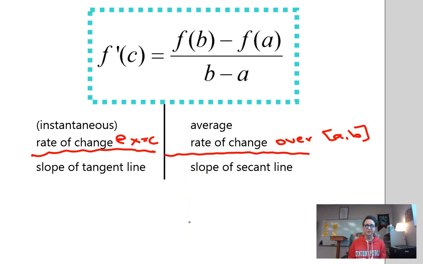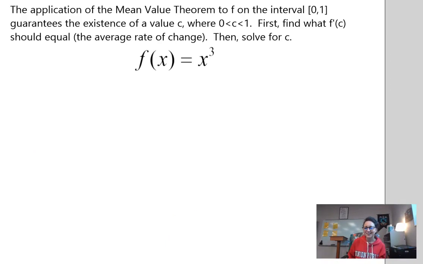All right, so go ahead and pause the screen. Make sure you've got everything on the screen copied. All right, can you go ahead and just in your notes, all you need to do for this example is write f of x is x cubed. So the application of MVT to f on the closed interval 0 to 1 guarantees the existence of a value c. And remember that c has to be between 0 and 1. It can't be equal to 0 or 1. So first find what f prime of c should equal, so the average rate of change, then solve for c.